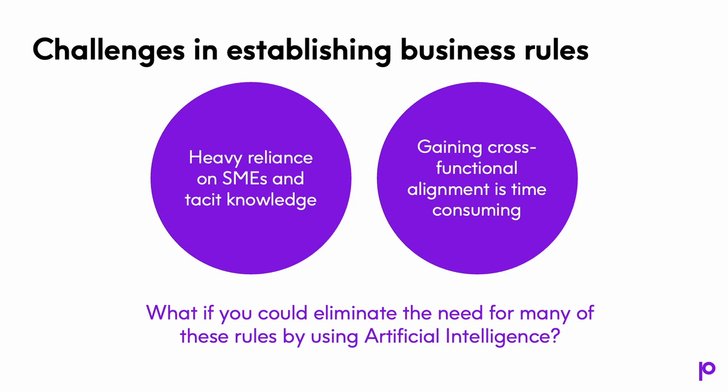Then the other area is you often have to gain cross-functional alignment and understanding and agreement. And if you try to get 4 departments to agree on anything, it can take forever. We literally have customers who've taken over a year just to build the business rules around some of their automated processes. And this is where artificial intelligence can come in and really drive a lot of benefits to your organization. So what it can do for you is it can simplify the way those business rules are created.